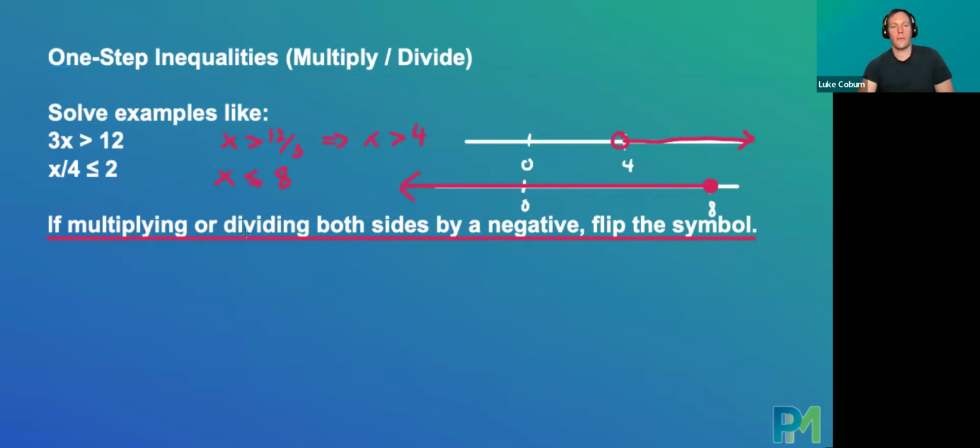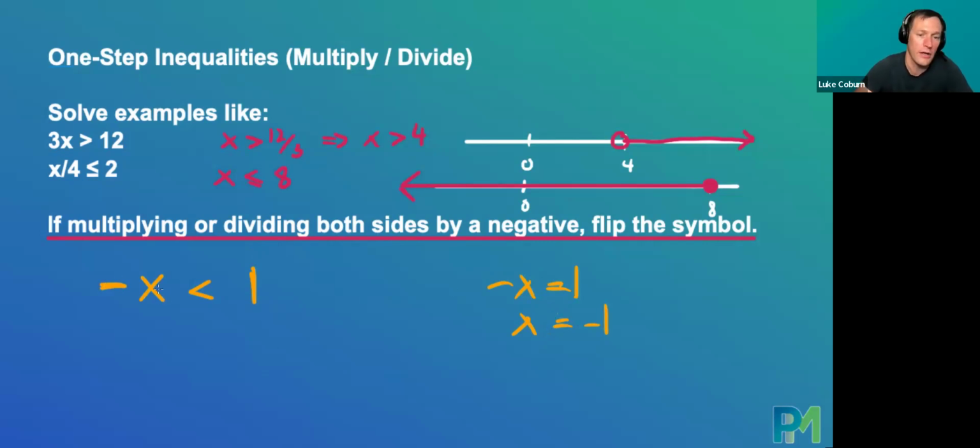Here we come to the special conditions, and this is the only way that working on inequalities practically differs from working on equations. Let me show you with an example. Let's say we had minus x is less than 1. If this was an equation, minus x equals 1, multiply both sides by minus 1 and x is equal to minus 1. But what about this one? We can multiply both sides by minus 1, but we have to change the direction of the inequality. Why do we have to do that?